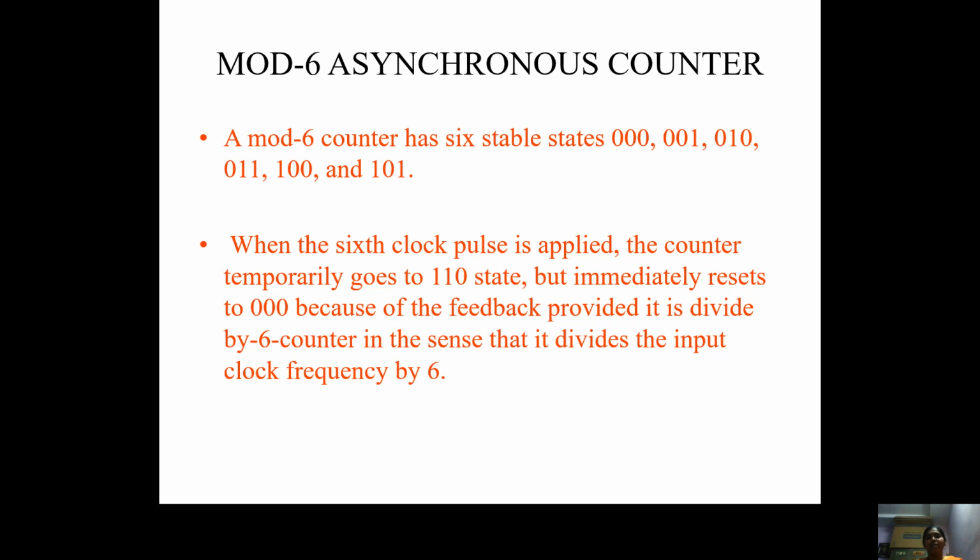So when the 6th clock pulse is applied, the counter temporarily goes to the 1 1 0 state, but immediately resets to 0 0 0 because of the feedback provided. It is a divide by 6 counter in the sense that it divides the clock frequency by 6, so it simply divides the number of clock pulses. Since we are designing a mod 6 counter, whenever it reaches the 6th clock pulse, it divides the value and immediately resets to the original state.